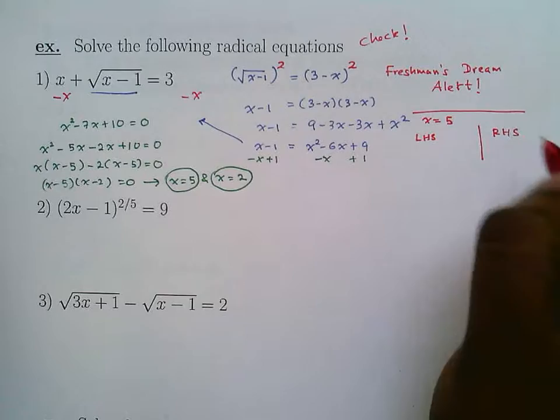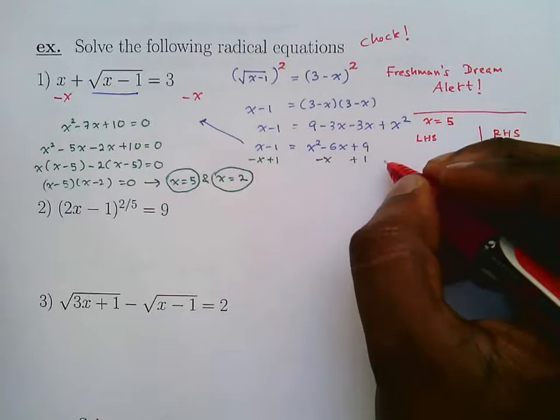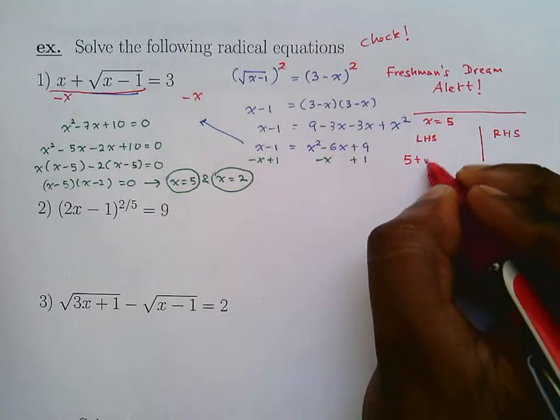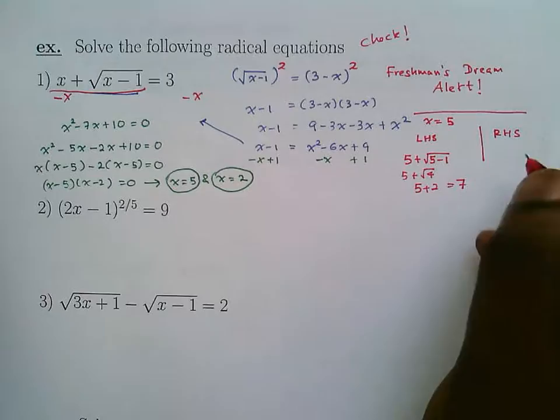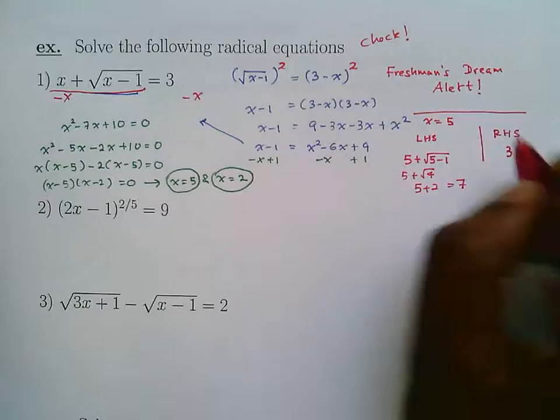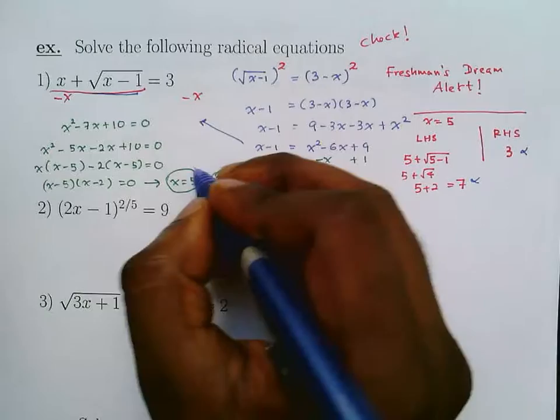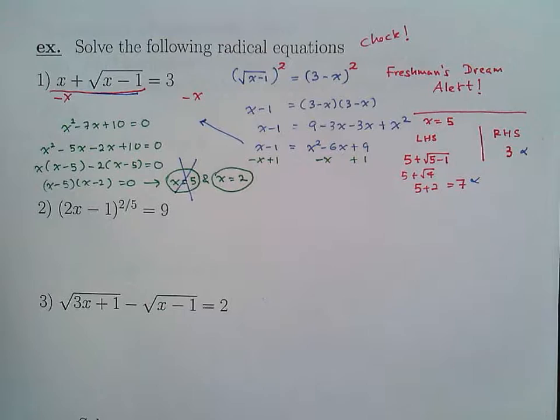So when you substitute x into the left hand side, you end up with 5 plus square root of 5 minus 1, which is 5 plus square root of 4, which is 5 plus 2, which is 7. On the right hand side, you just have 3. There's nothing to plug in, so it's just 3. And you need to check whether they are the same. Well, they are not the same. So x equals 5 is not an answer. So that's how we check it.